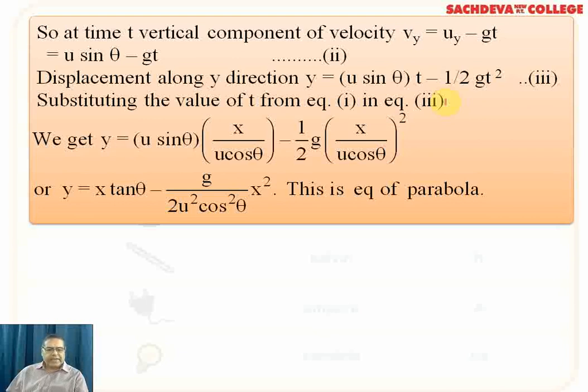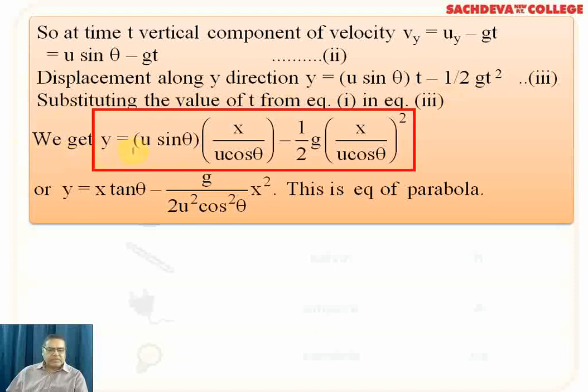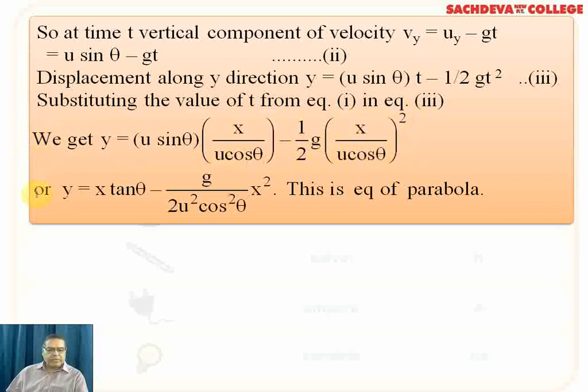And from this we get the vertical displacement y, that is u sin theta into x over u cos theta minus half g into x over u cos theta whole square. Now from this equation, we get y is equal to x tan theta minus g over 2u square cos square theta x square. This is the equation of a parabola.